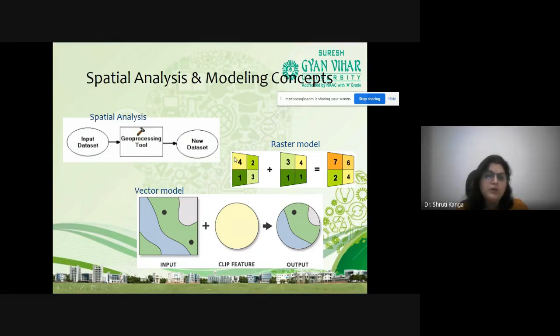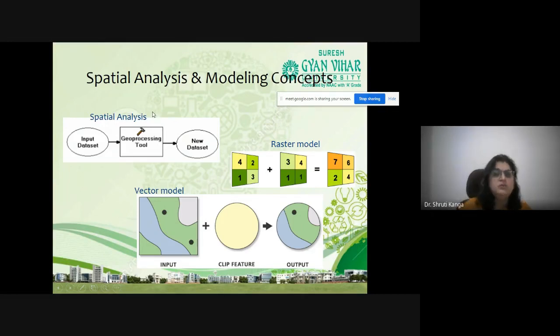Now, when we are talking about spatial analysis, we are talking about the raster model and the vector model. Okay, in spatial analysis, we have input data sets. After inputting the data, we have different geoprocessing tools. Now we can add a vector layer. We can clip a data set. We can merge a data set. We can intersect those layers. Okay, we can multiply these raster layers. We can subtract them. So whatever is the need of the time, we can go with that spatial analysis technique.